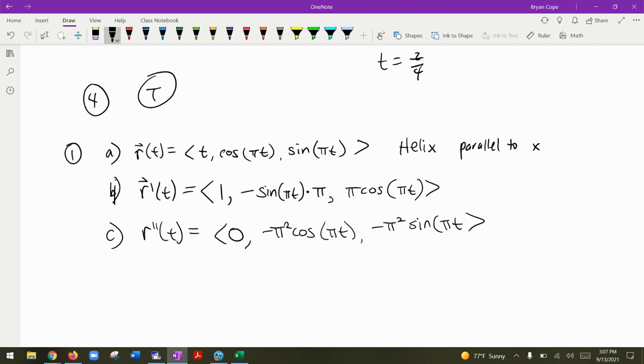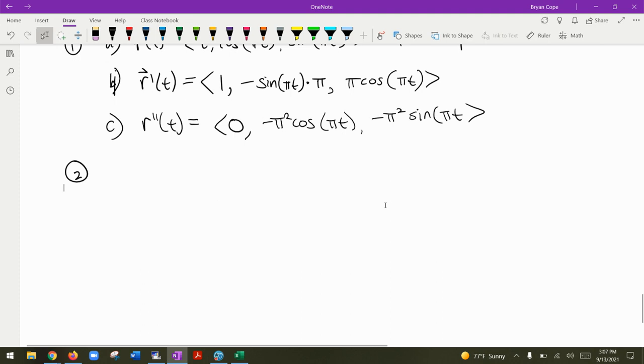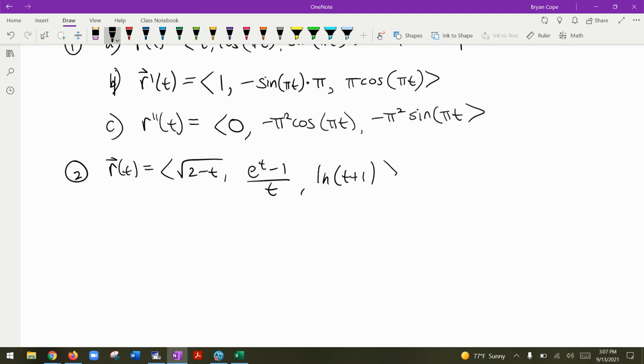2. Okay, good. This is a domain question. I never did an example of this for us. I wanted to have you see this at least once. All right, the question says, let r of t equal the function root of 2 minus t, e to the t minus 1 over t, and natural log of t plus 1. Oh boy, algebra 2 coming at you here.